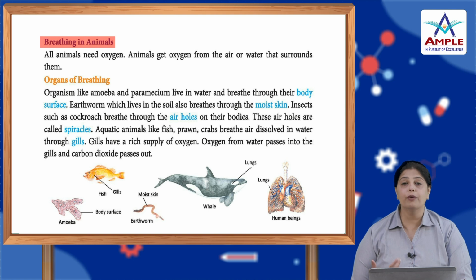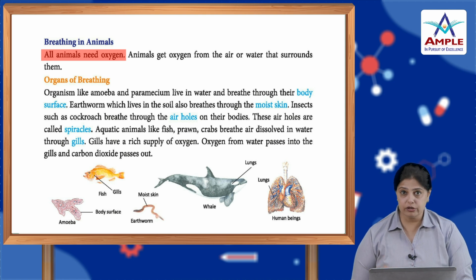Through our nose, through our lungs, the respiration process happens. So, their breathing system is totally different. All animals need oxygen. That is a ground rule. Every living organism lives on oxygen. Now, where do these animals get oxygen from?